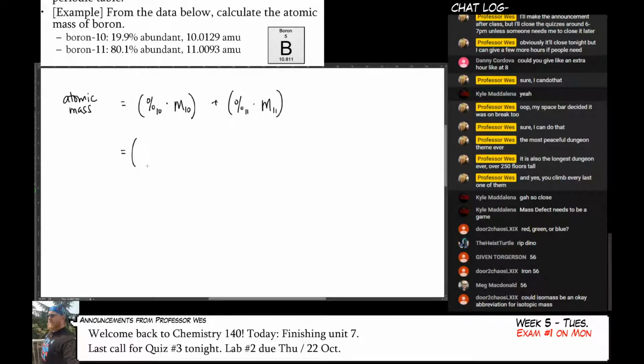So what percentage of 10 do we have? We have 19.9%. So I want to write that as a decimal, times its mass, 10.0129 AMU. Plus the percentage of boron 11, which is 80.1. As a decimal, that's 0.801, times 11.0093 AMU.